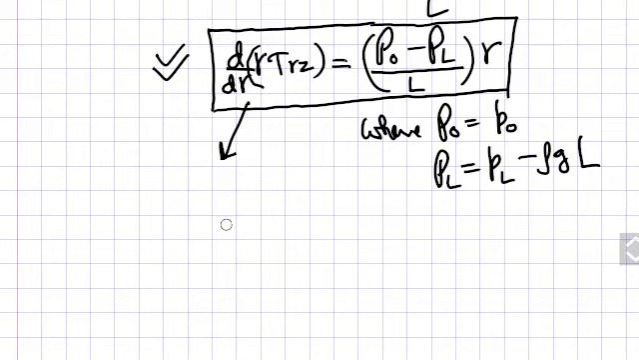Welcome students to this lecture, and it is in continuation with the last lecture in which we were discussing the flow through a tube or pipe. So we were here, and now onward we will see how to integrate it. It's very simple.